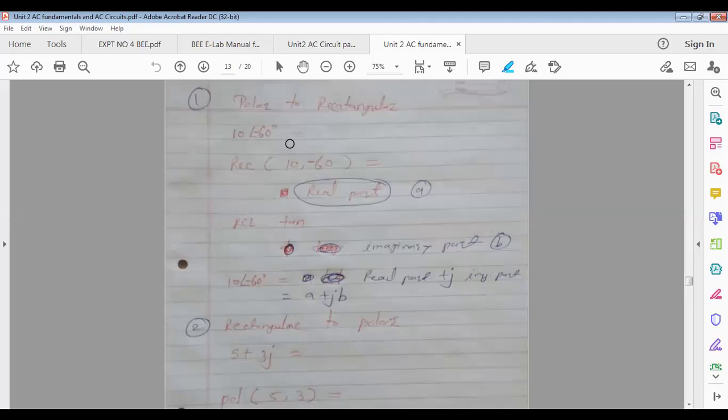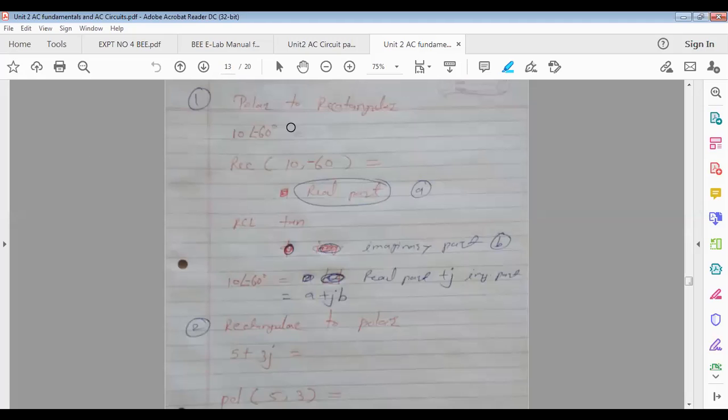Now see how to do that. Take your calculator. For this subject, carry a calculator with you. Is the calculator there with you? Yes, ma'am. Okay.